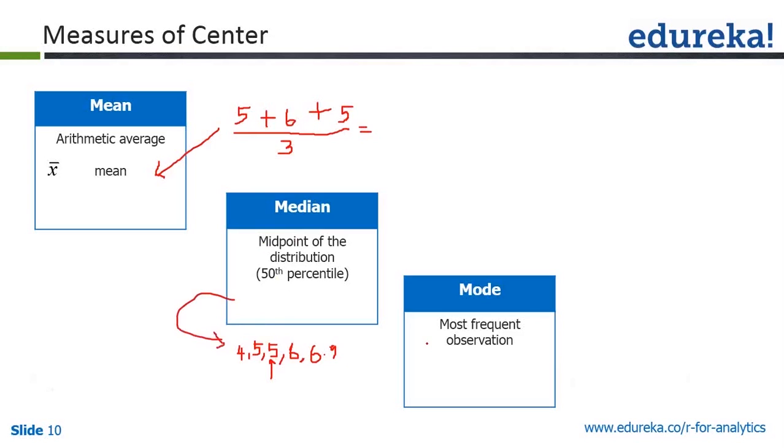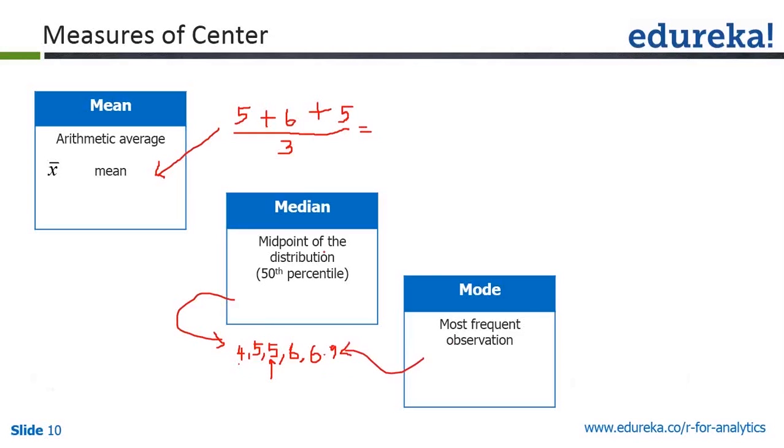The last concept related to measures of center is called mode. If you take this example, mode talks about the most frequent observation. So in this example the mode is basically the number 5, because 5 is occurring the most number of times.